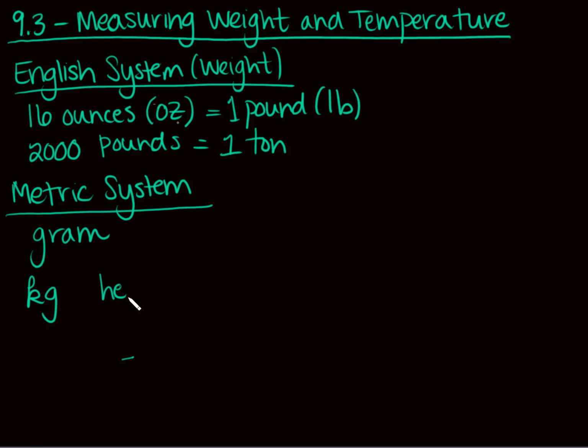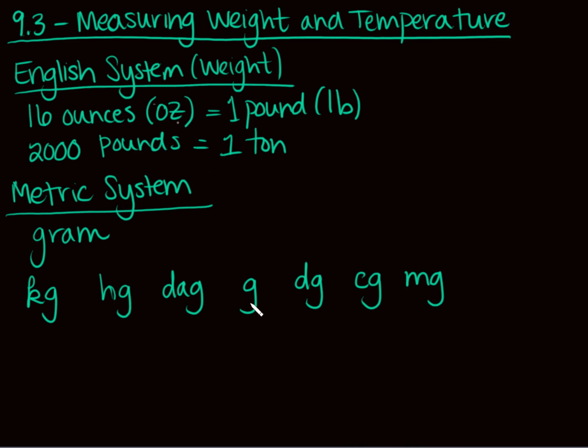We're just going to do the abbreviations. I'm not going to write these all out. You've already written them all out in your book. We have a decagram or a dag. Of course, that one's my favorite. Then we have a gram. Then we have a decigram. We have a centigram. And of course, we have a milligram.